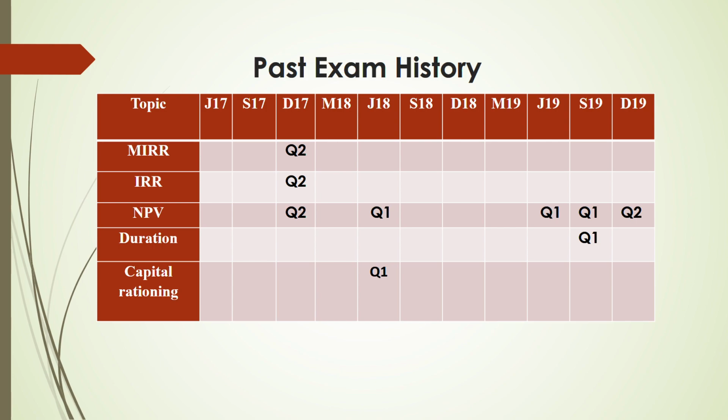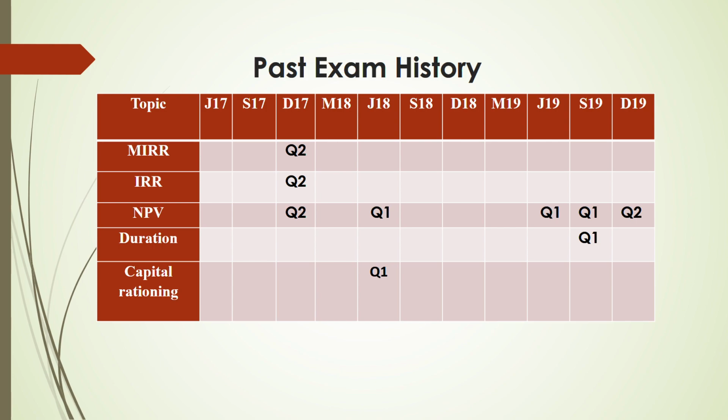Then we have net present value. I can guarantee you that you will not get any past paper where net present value is not there. You will definitely get a question on net present value, either in section A as a 50 marks question, or in section B as a 25 marks question. You might be given additional to that also APV, adjusted present value. You have to be prepared for both. So this came 5 times as question 1 and question 2. That means question 1, a 50 marks question, it came thrice, and twice it came as question number 2. Duration came once in September 2019, and capital rationing came once in June 2018.